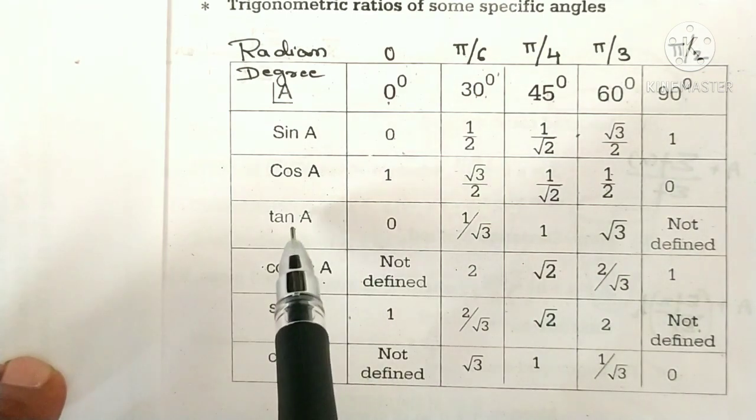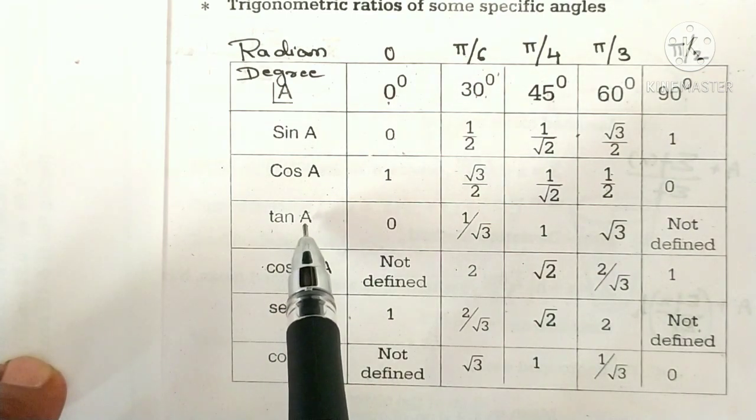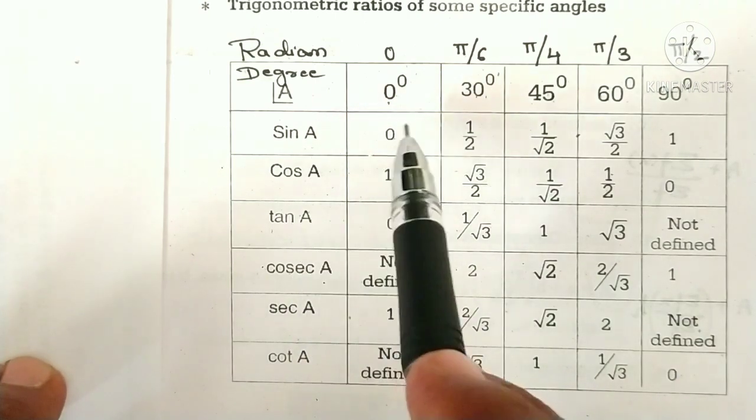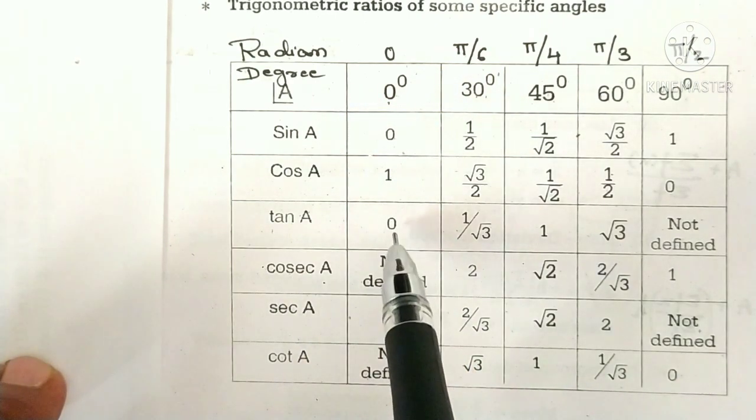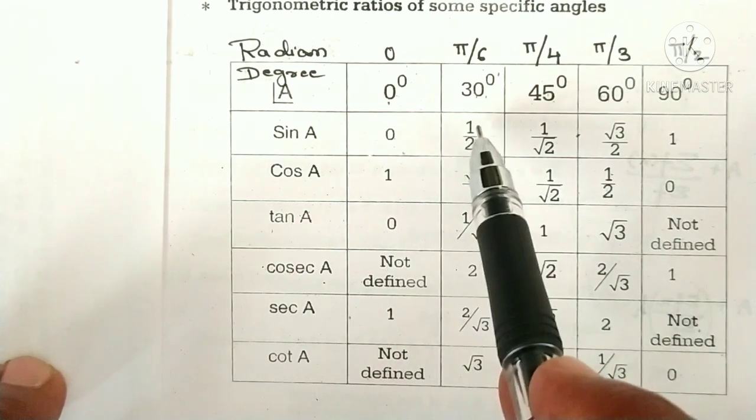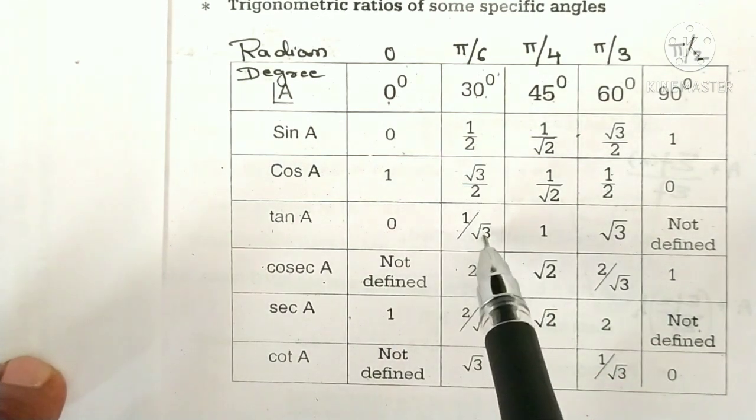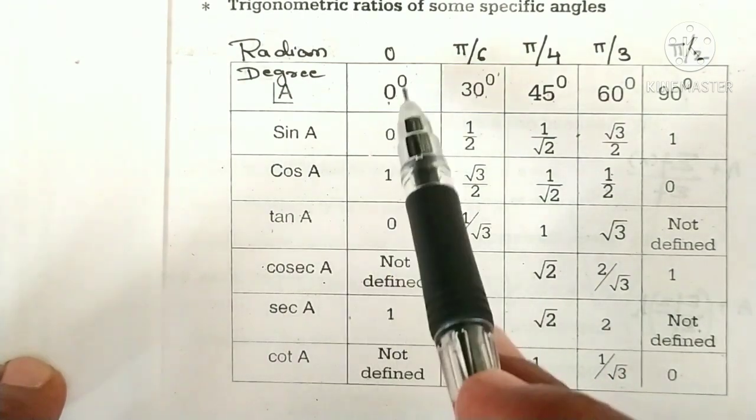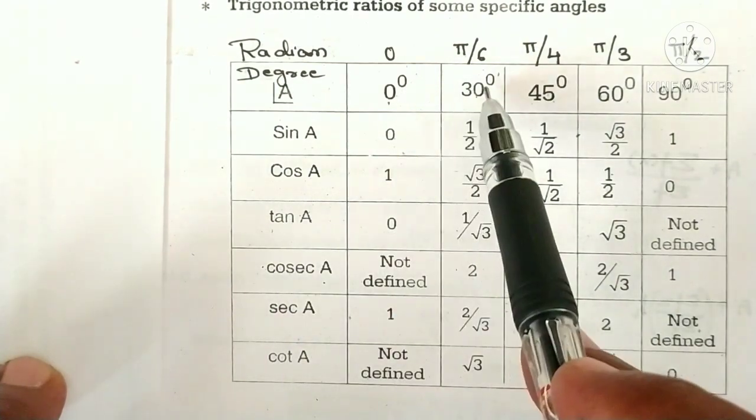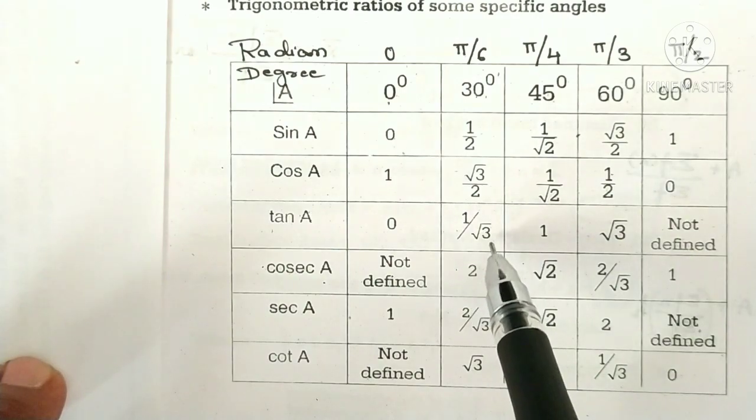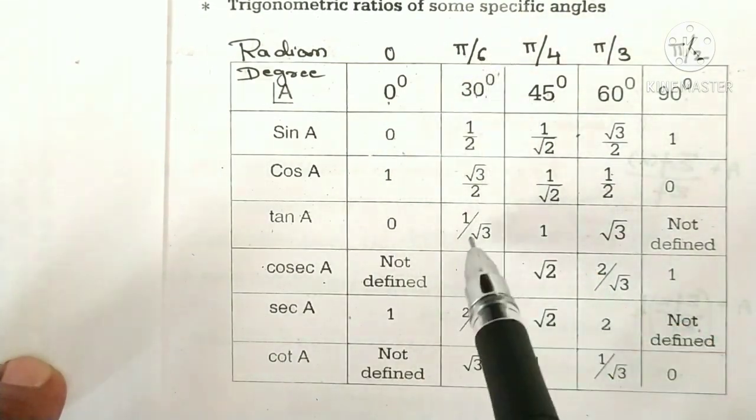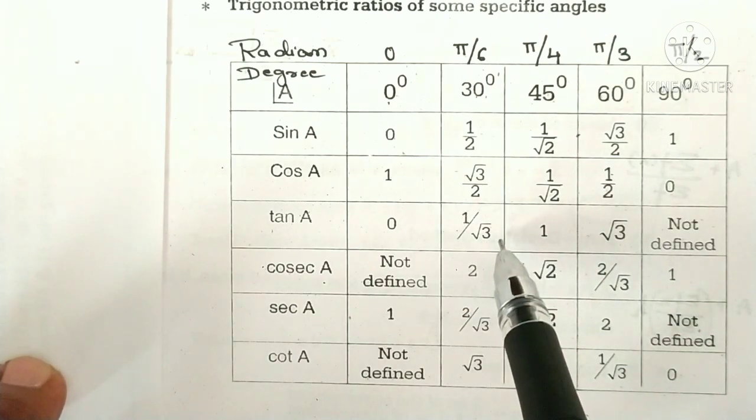Now you know that tan theta is sin by cos. Sin by cos, that means 0 by 1, that is equal to 0. So first you have to divide these two, and you will get this answer. Sin by cos is tan. That means tan 0 is 0. Tan 30 degree is equal to 1 by root 3, or tan pi by 6 becomes 1 by root 3.